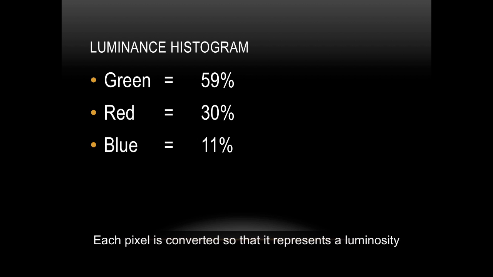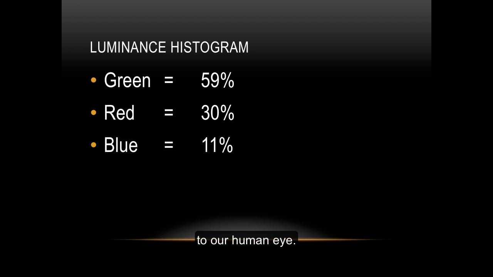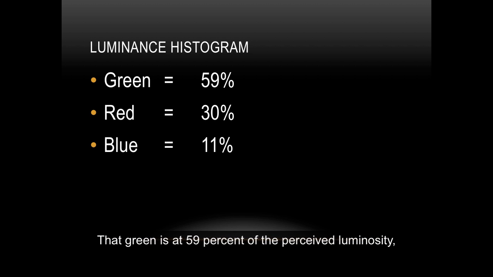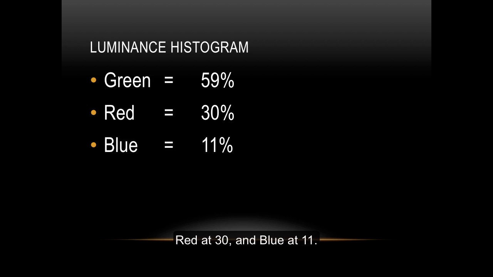Each pixel is converted so that it represents a luminosity based on a weighted average of the three colors at each pixel. When we talk about RGB, we have the red, the green, and the blue. We said that green is most closely associated to our human eye. So the weighting assumes the following: green is at 59% of the perceived luminosity, red at 30%, and blue at 11%. So when we look at a luminosity histogram, basically the luminosity is produced by counting how many pixels are at each brightness, whereas the RGB histogram counts the value of that specific color, where that specific color is at.